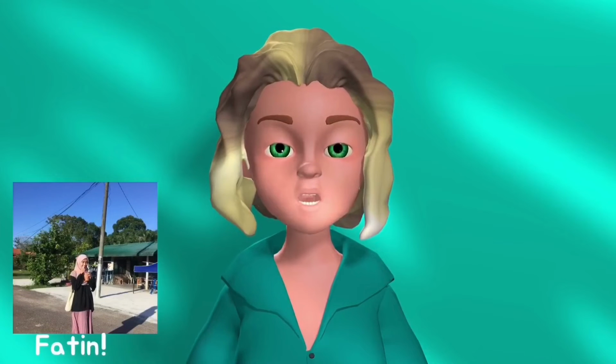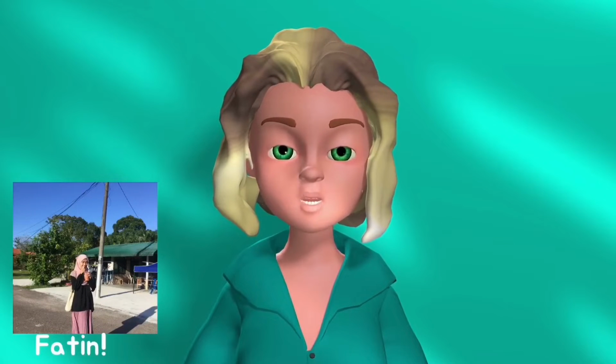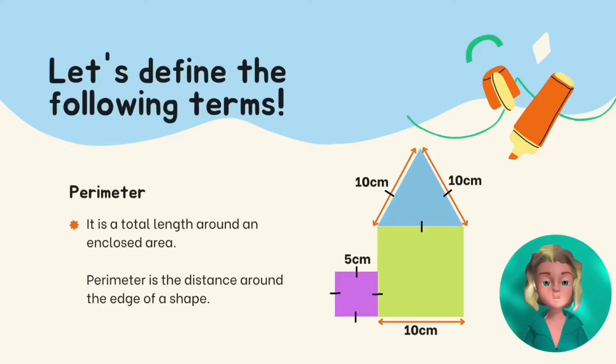Hello and hi students, my name is Fatin and I will explain the first part, which is perimeter. Now, let's get to know perimeter. Perimeter is the total length around an enclosed area. It can also be the distance around the edge of a shape.